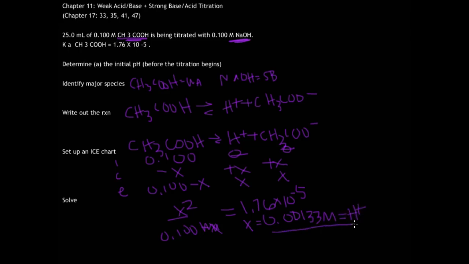So now that we know our hydrogen ion concentration, we can find pH. pH equals opposite the log of H, and H is 0.00133 molar. So you get the pH, and the pH comes out to be 2.876. This is our initial pH before any base has been added to the flask. Okay, 3 sig figs are these 8, 7, and 6 after the decimal because this 0.1 molar was 3 sig figs.